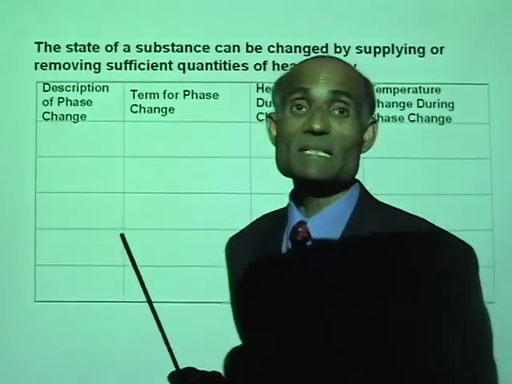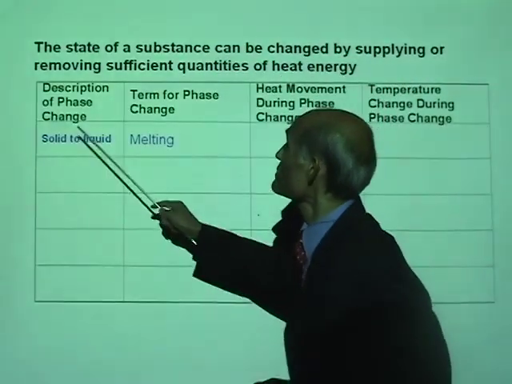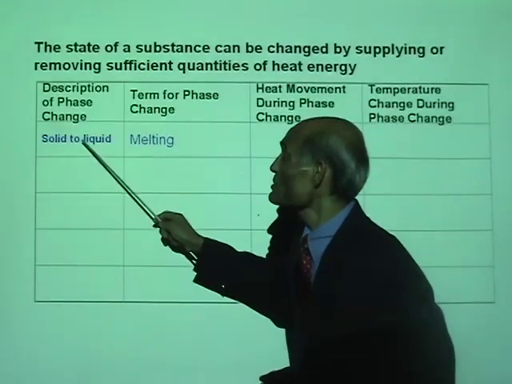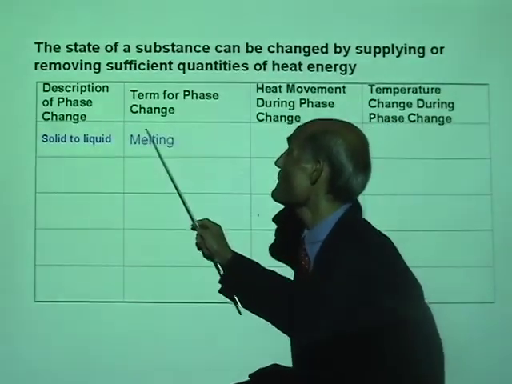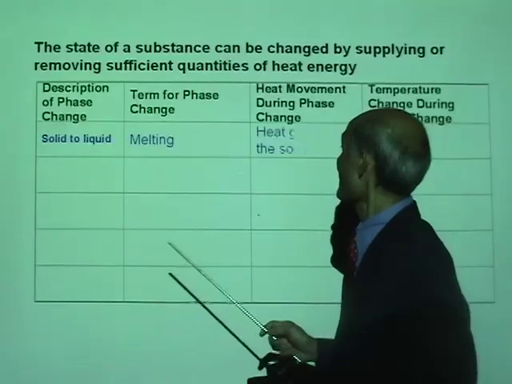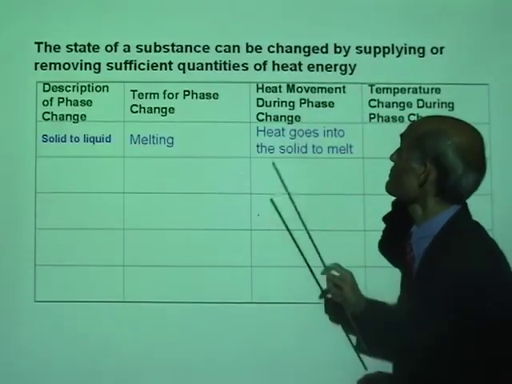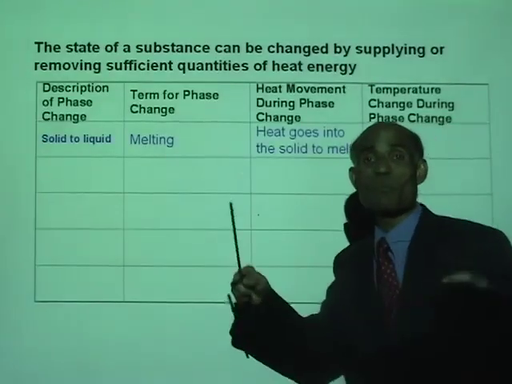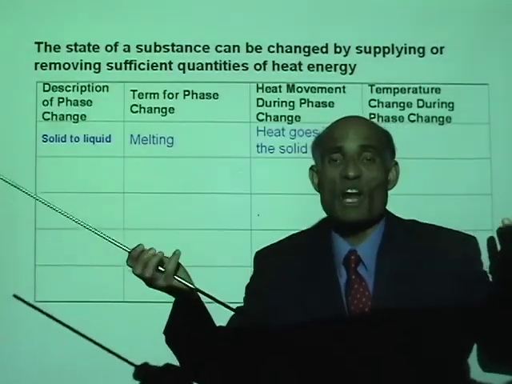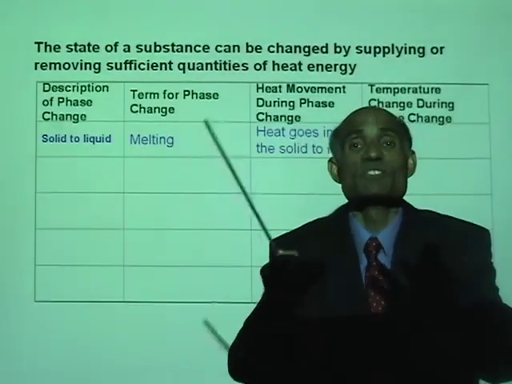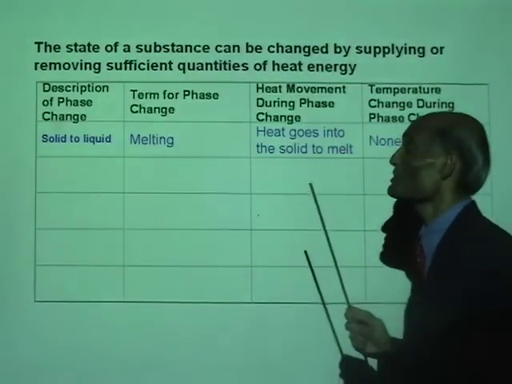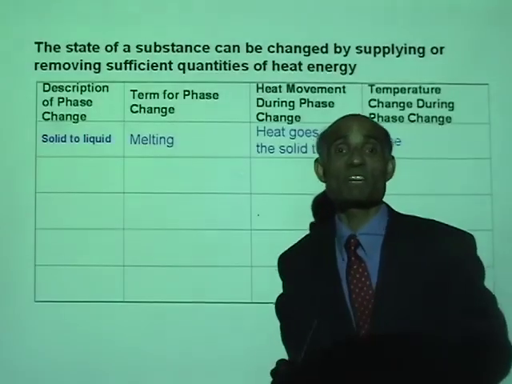All right. The first one is solid to liquid. A change from solid to liquid is called melting. And what is the heat movement? Heat goes into the solid to melt it. In other words, solid absorbs heat so that it melts. And there is no temperature change during that phase change.